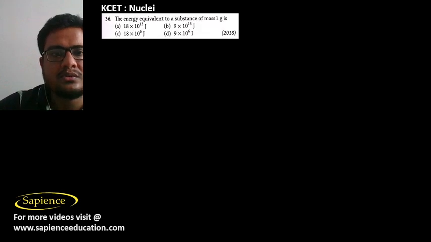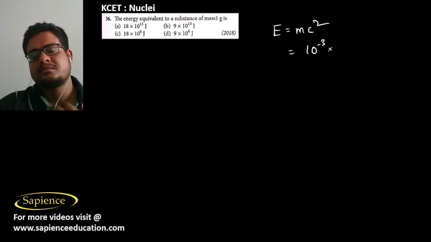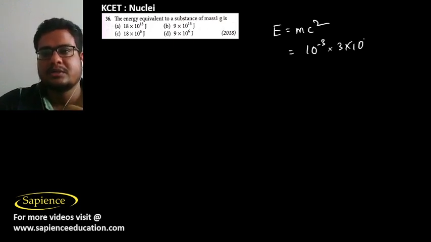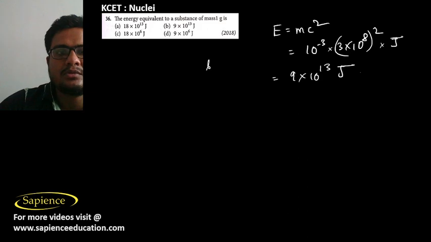Question 36: the energy equivalent to a substance of mass 1 gram is? 1 gram means 10 power minus 3 kg, and that into c square, so it is 3 into 10 power 8 whole square. So that much, 9 into 10 power 13 joule. Option B is the correct answer.